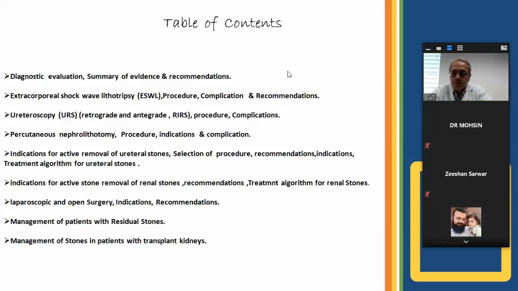I will start with the table of contents. Diagnostic evaluation, summary of evidence and recommendations, extracorporeal shock wave lithotripsy, its procedure, complications and recommendations, URS, RIRS procedure and complications, PCNL procedure, indications and complications, indications for active removal of ureter stone, selection of procedure, recommendations, treatment algorithm for ureter stone, indications for active stone removal of renal stones, recommendations, treatment algorithm for renal stones, laparoscopy and open surgery, its indications and recommendations, management of patients with residual stones, management of stones in patients with transplant kidneys. Now I will try to explain each of them one by one.